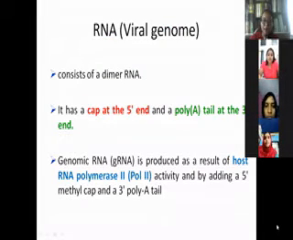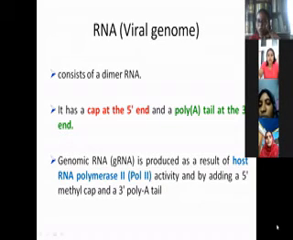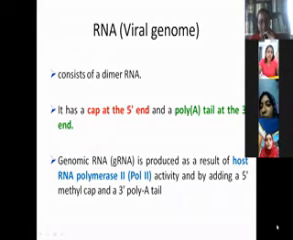Next is the viral genome. In retroviruses, the viral genome is RNA. It exists as dimer RNA. What do you mean by dimer RNA? Dimer RNA does not mean double-stranded RNA. It occurs in two copies. There will be two RNA molecules in one retrovirus.